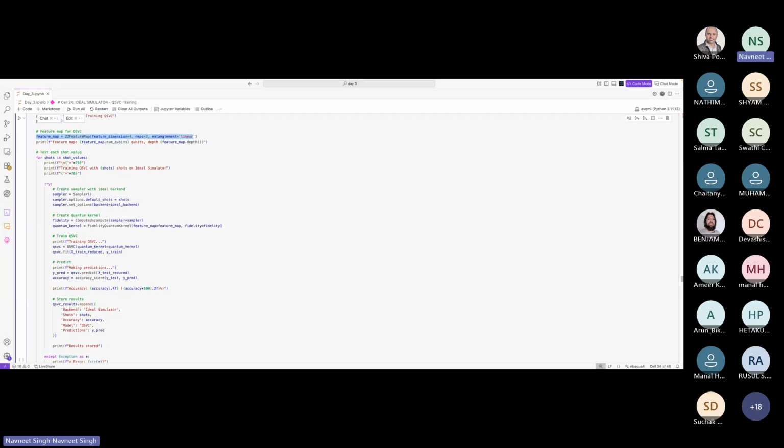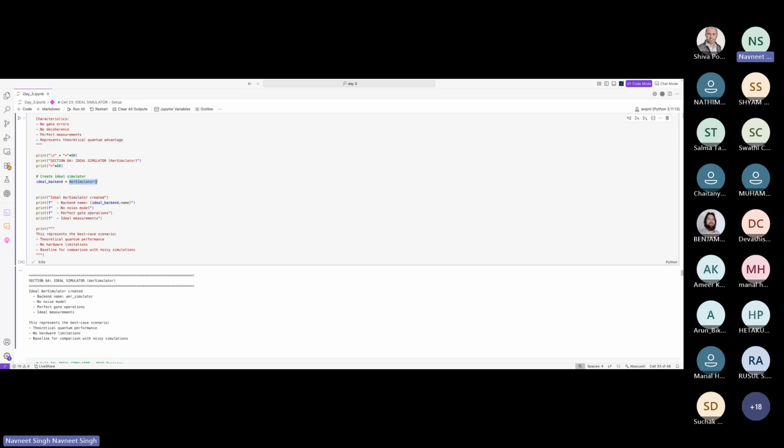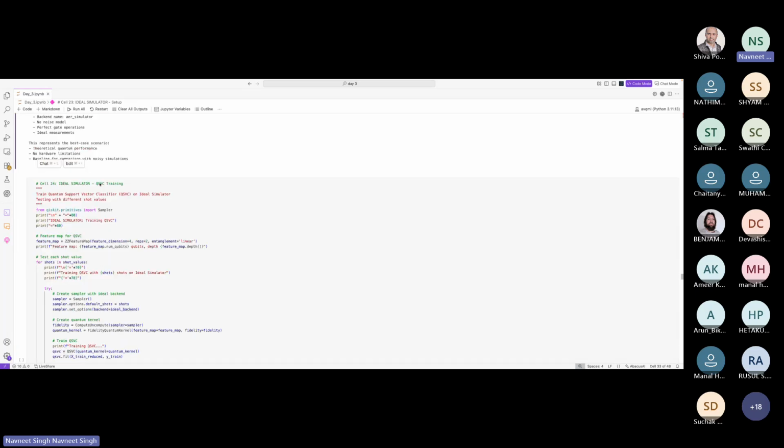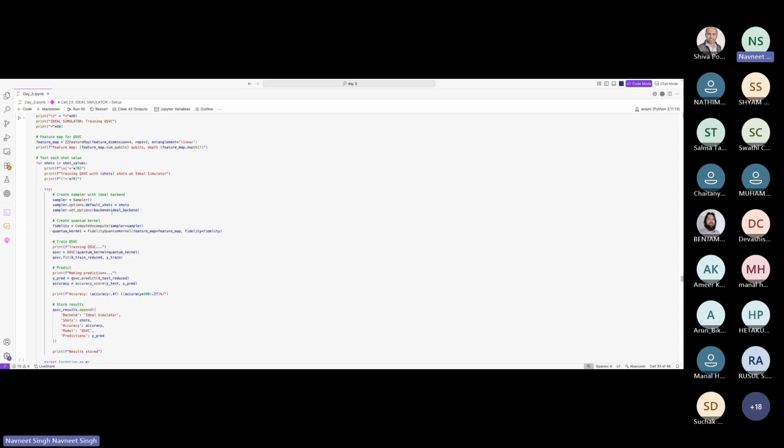Here we are using the sampler. This sampler takes the number of shots which we defined earlier, which is 10, 100, and 1000, and this is our simulator which we define through the Aer simulator. I already told you what the Aer simulator is while I was discussing the imports. Then we are calculating the fidelity using compute and uncompute. Then we calculate the quantum kernel using the fidelity quantum kernel.